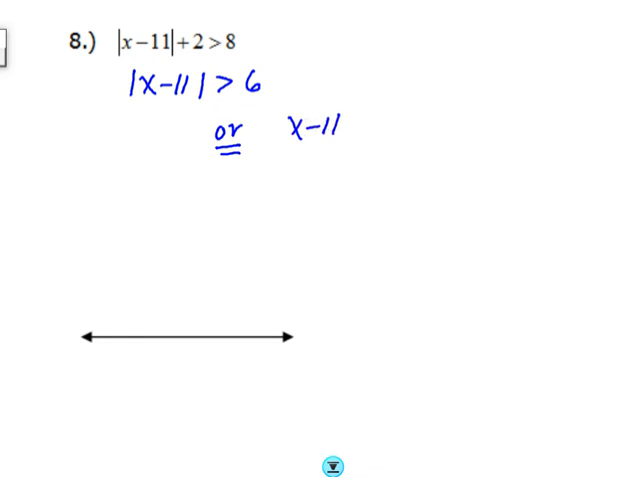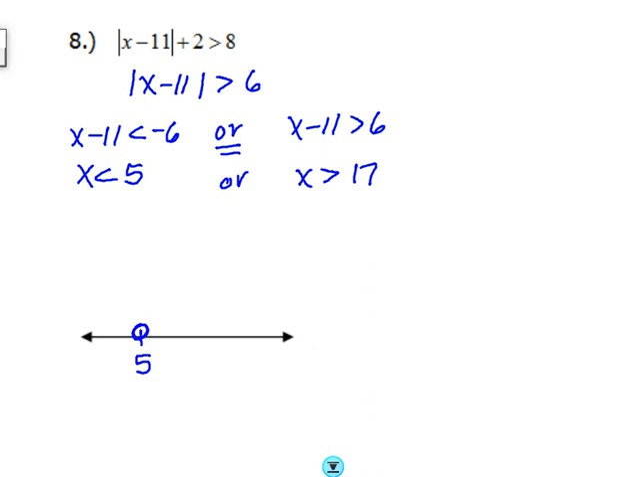All right, so leave the original alone, and then we're going to flip the inequality and negate the number. Solve both. So add 11, we get 5. Or add 11 and we get 17. So when we graph, this time we're open at 5 and we're going to the left. And we're open at 17 and we're going to the left.